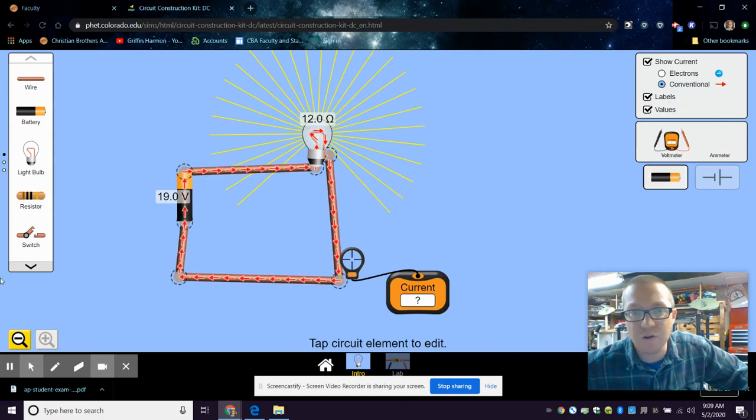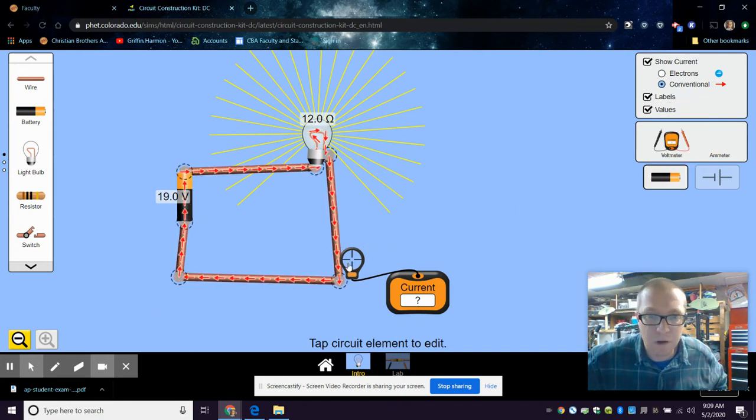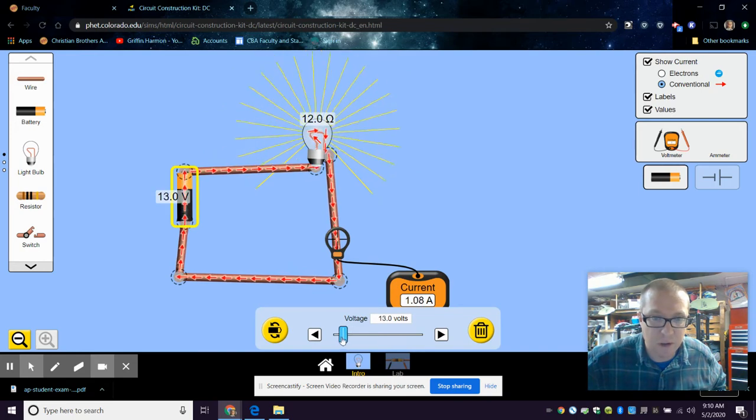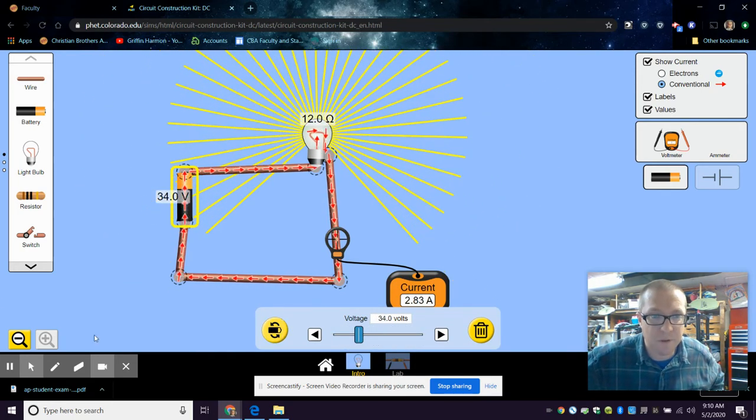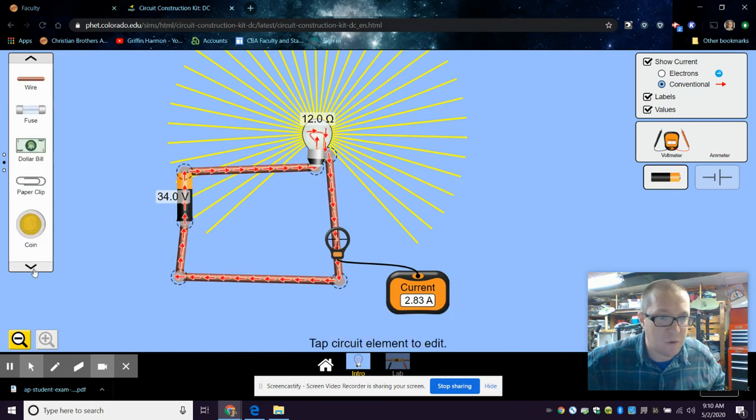Now, I can drag the voltmeter back there. All right. As I increase the voltage of the battery, the current goes up. So if you click on the element, you can drag this around. All right, I can really make things go crazy. You can mess around with this, and this is what we would have done in class.